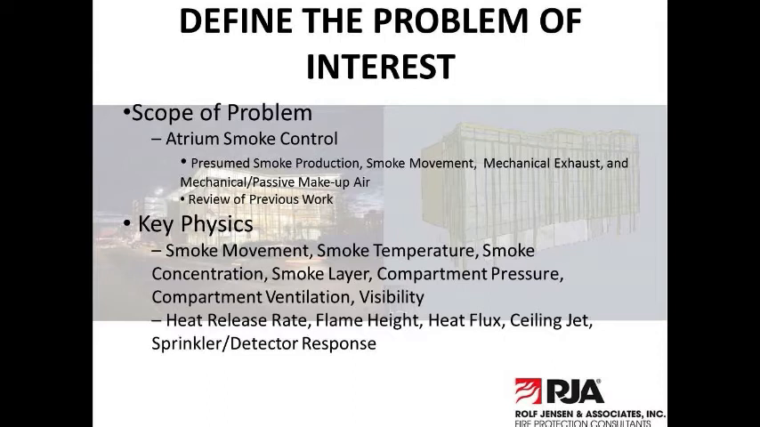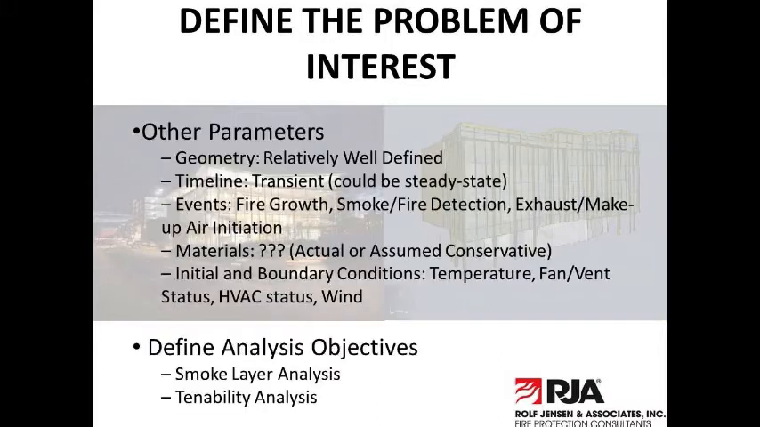But as we go through the key physics, certainly we have smoke movement, smoke temperature, smoke concentration, smoke layers, compartment pressures, ventilation, visibility. Those are certainly direct things that we may need to account for in the model. Then there are some other things that may play a part, whether you take them into account in the model you're trying to use, whether you do this in a separate analysis or whether you use a separate model, things like heat release rate, flame height, heat flux, ceiling jet, and sprinkler and detector responses. So again, I think it's just a real good idea to clearly define these, make a list. What are you actually trying to accomplish with your model application, and start from there.